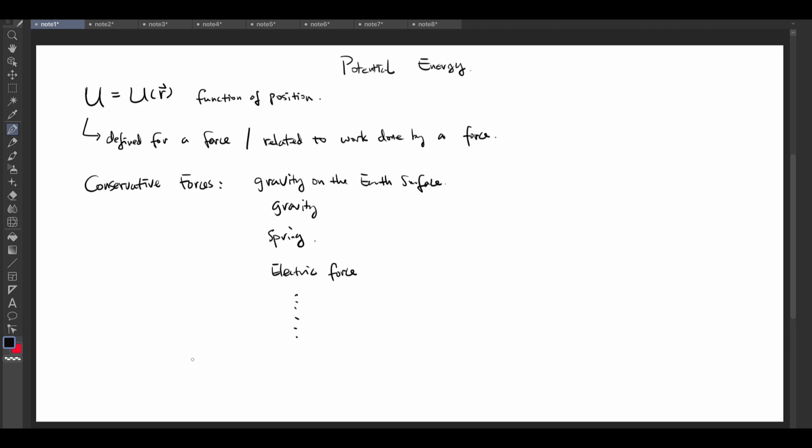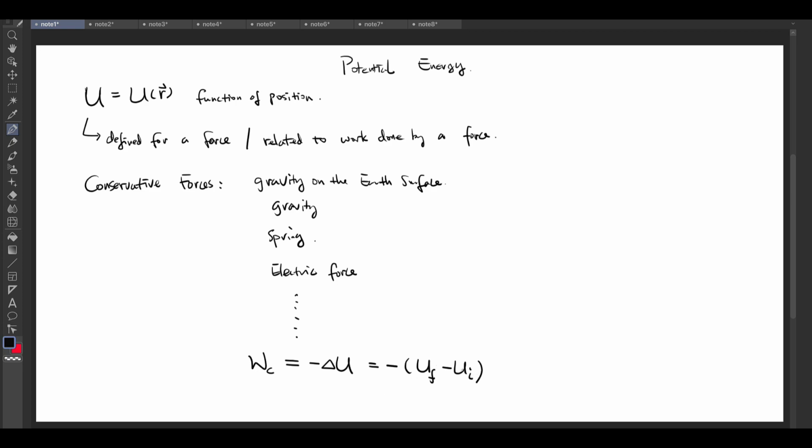So the conservative force's work, let's call it W_C, where C represents work done by a conservative force. It turns out that the work done by conservative forces in a certain process equals the negative change of the potential energy. Let's write out this delta U. Delta U is U final minus U initial.